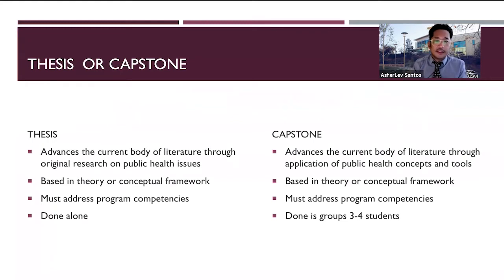Both theses and capstones advance the current body of literature. That is the whole point of doing these master's theses. But they're slightly different. A thesis typically is known as doing original research, while a capstone advances literature by applying what's known, to see what's working, to see how this can be applied in a certain setting or under certain circumstances. They're both based on theory and conceptual frameworks, and both must address program competencies. But a thesis is done alone, while a capstone is typically done in groups.